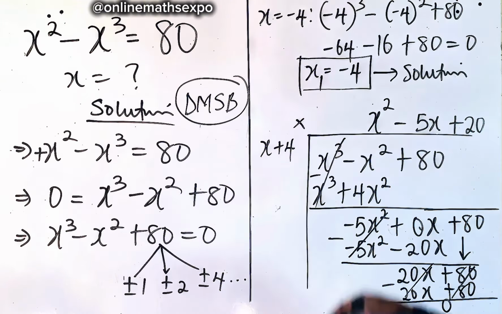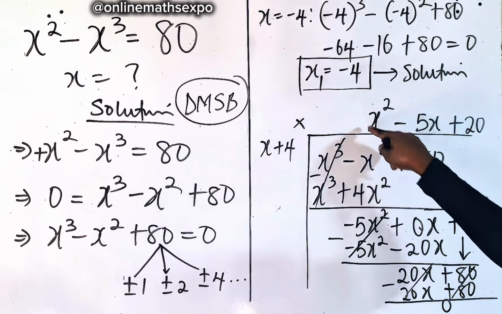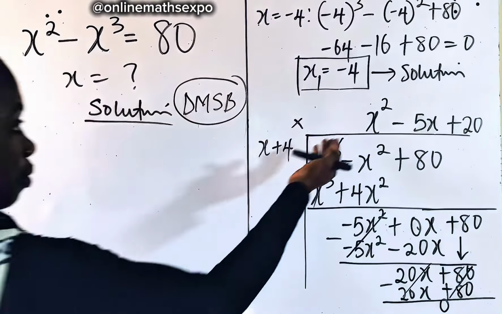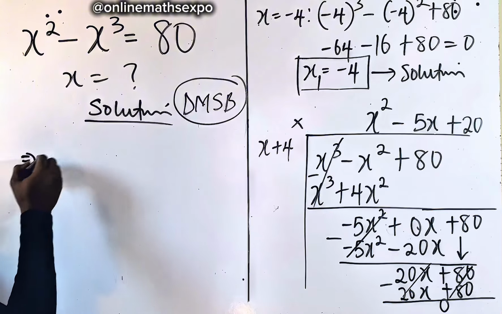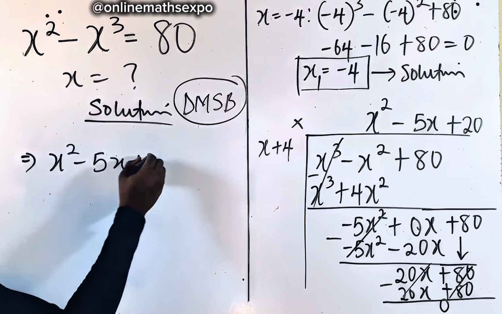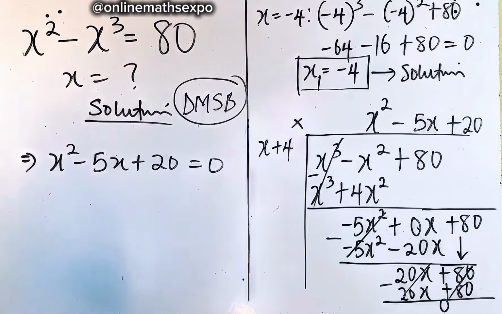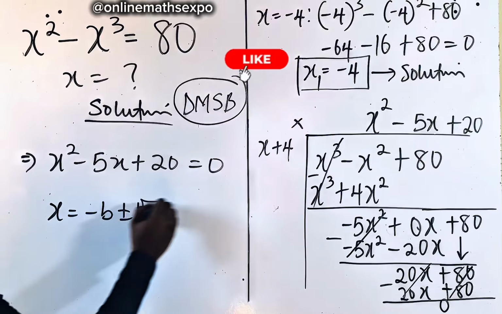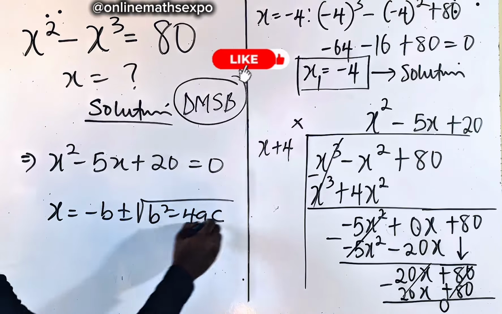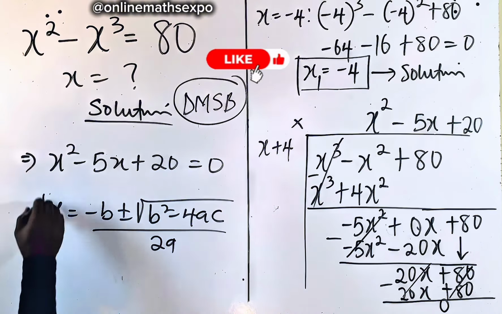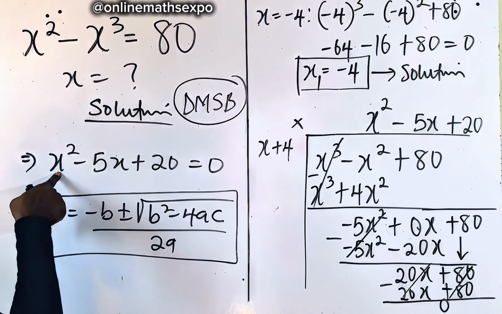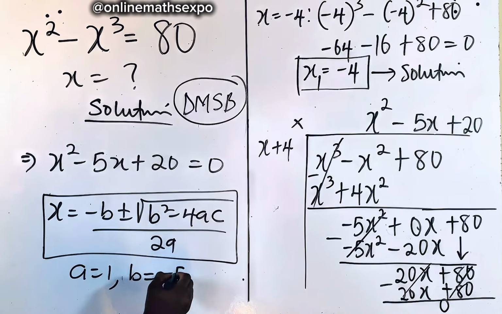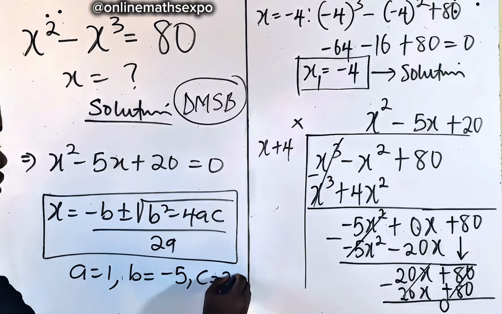So let's now take this. So we have gotten this quadratic. That's the one we are going to solve to get the remaining solutions. Let's do that together. Bringing this quadratic, we now have x squared minus 5x plus 20 is equal to 0. So let's solve this equation. We are going to use the formula. X is negative b plus or minus square root of b squared minus 4ac divided by 2a. To use this, remember your a is the coefficient of your x squared. So a is 1. Your b is the coefficient of x, which is negative 5. And our c is the constant, which is 20.